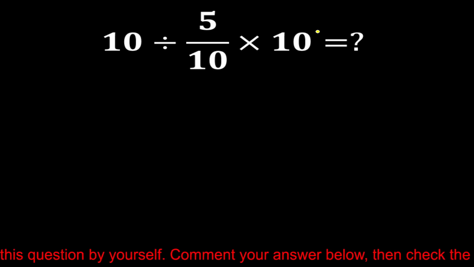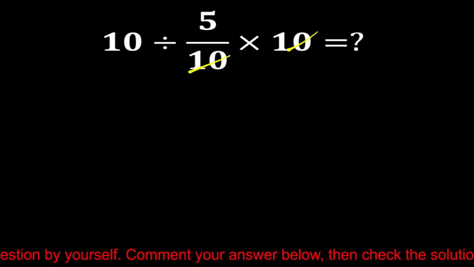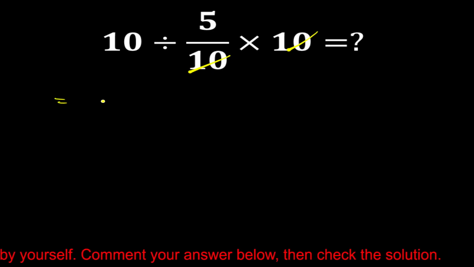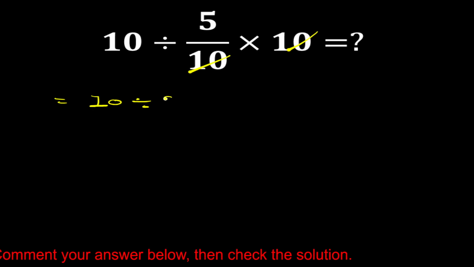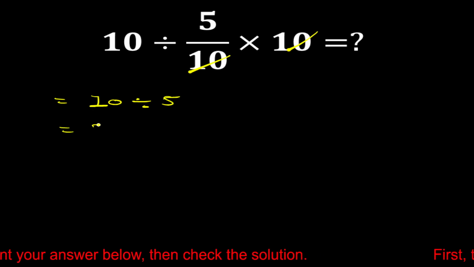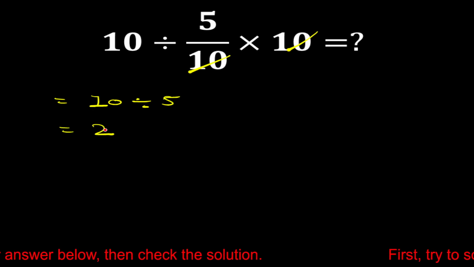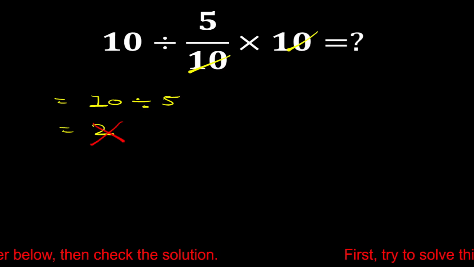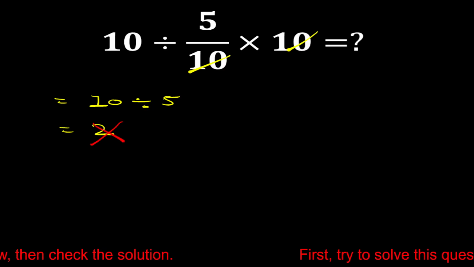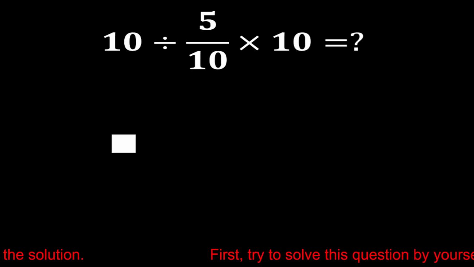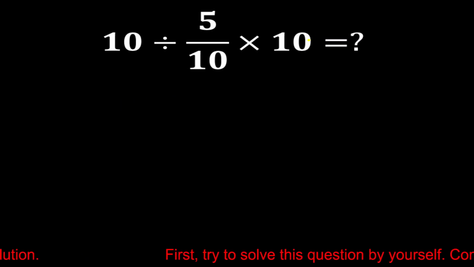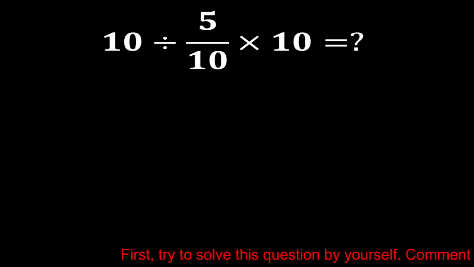So cancel this 10 by this 10, okay? Therefore 10 divided by 5 is equal to 2, okay? But this answer is completely wrong. Now let's solve this expression correctly by using the PEMDAS rule, okay?